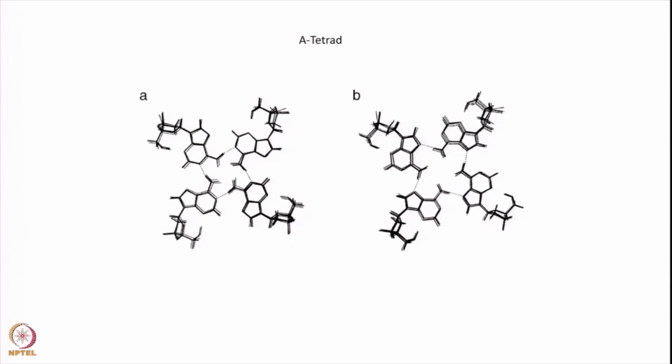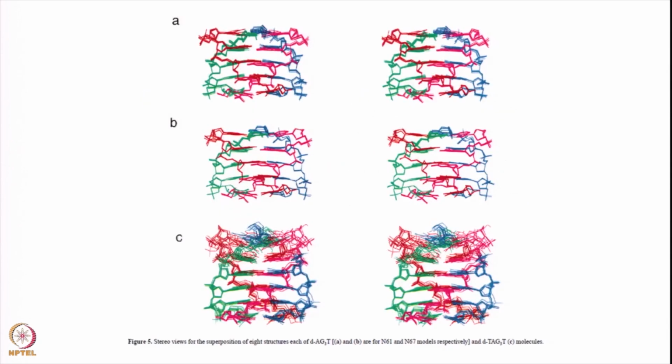In this one, this is the A tetrad. The A tetrad is formed in this manner. Okay. The hydrogen bonding scheme is slightly different in these two cases, and I will show you what these are. These are two different kinds of structures.